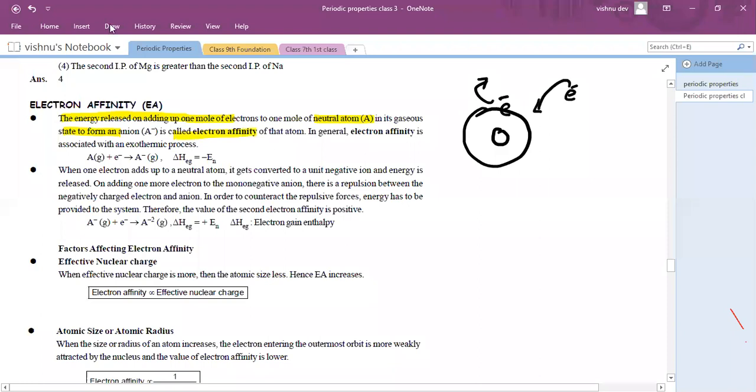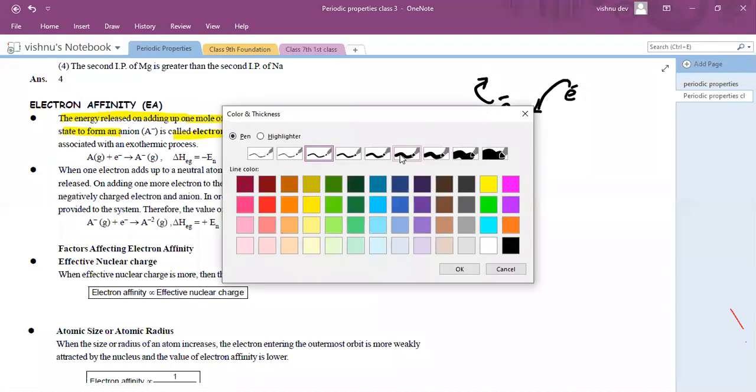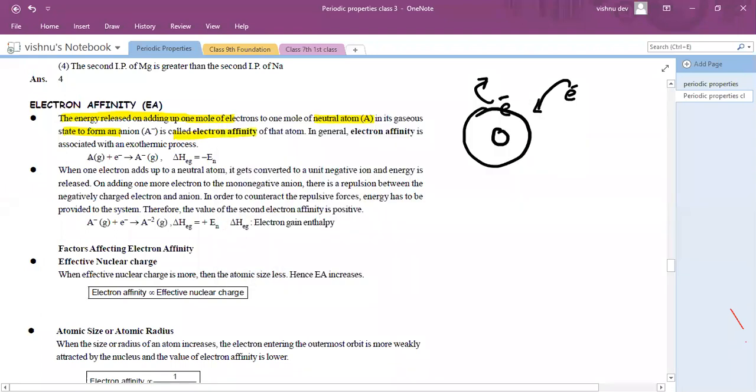Here we have A, which is gaseous. This is a neutral atom. Then after receiving 1 electron, it will form A minus. It will form an anion. So the energy change, this delta H, is your minus En, where En is just any number, any value it would be. This is called your electron gain enthalpy, delta Eg.